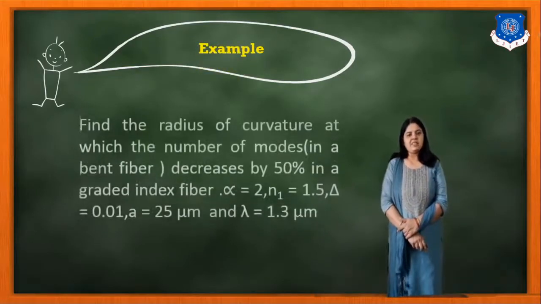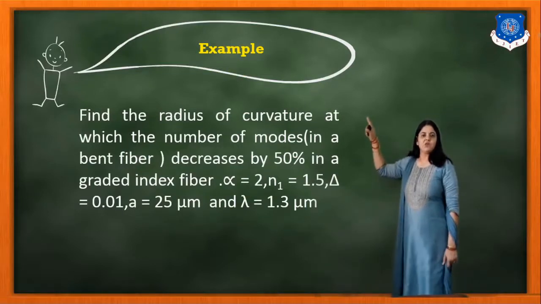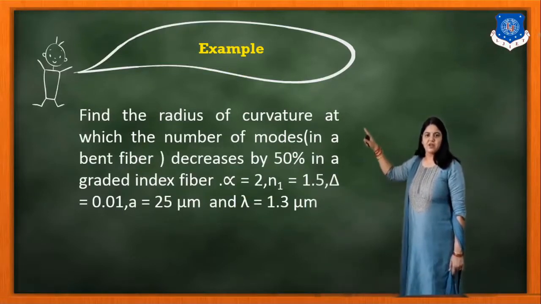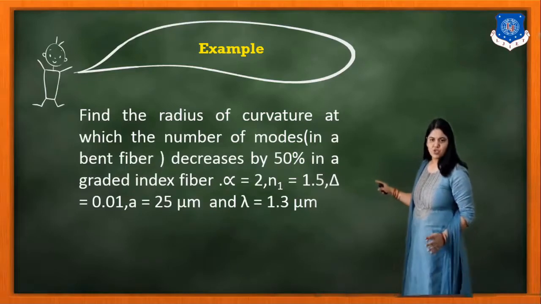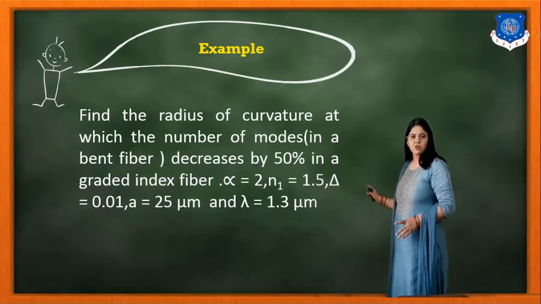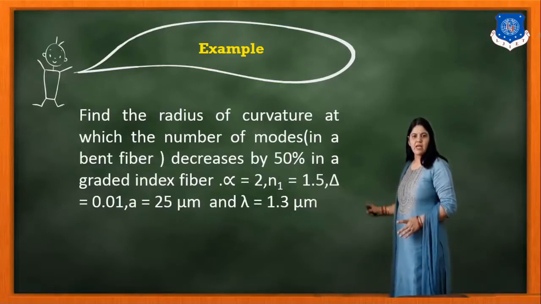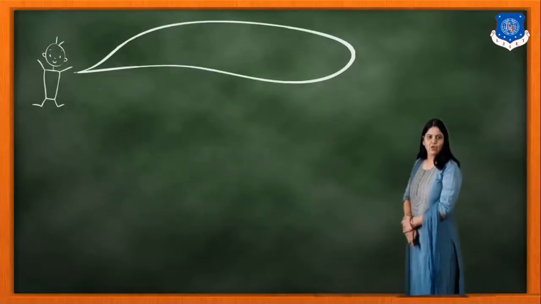So we will do the example. The title of the example is: find the radius of the curvature at which the number of modes in a bent fiber decreases by 50% in a graded index fiber. Alpha is equal to 2, N1 is equal to 1.5, delta is equal to 0.01 and a is equal to 25 micrometer and lambda is equal to 1.3 micrometer.